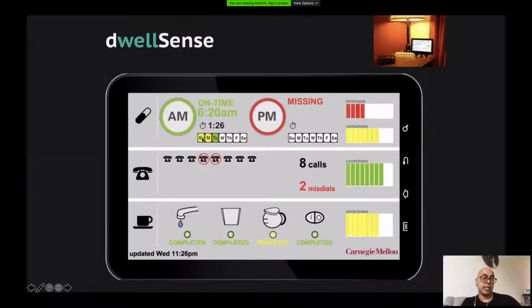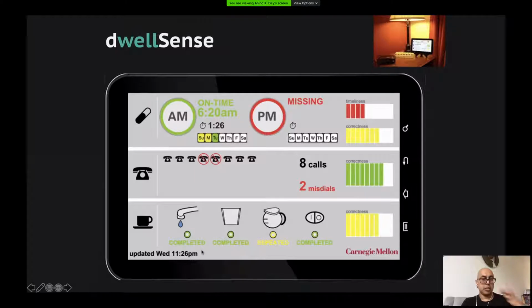And here they can see that they opened Sunday and Monday, and then they correctly opened Tuesday and took their morning medicine at 6:20. This shows that they forgot to take their afternoon medicine or their evening medicine. And so we gave them little scores on how timely they were with taking their medicine and how correct they were. This visualization just shows how many phone calls they made on Tuesday and how many missed dials. They had 2 missed dials.